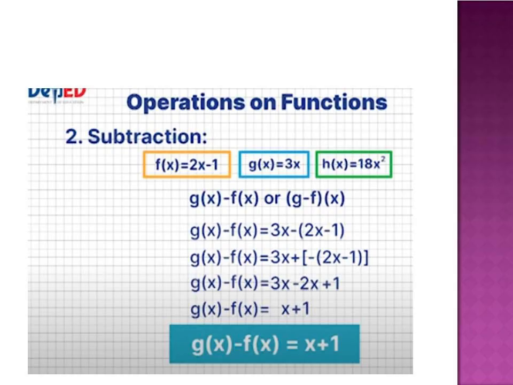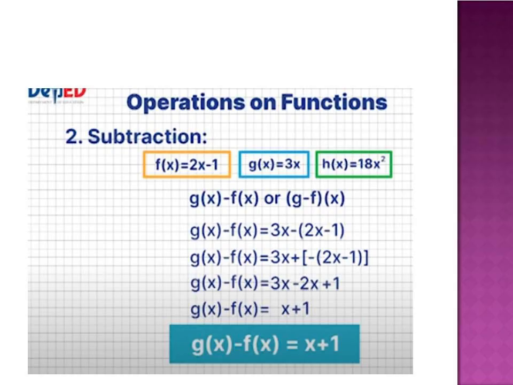We also have to be reminded that when we are subtracting functions, we add the negative of the subtrahend. Since 2x minus 1 is inside the parentheses, we have to take the negative of each term inside these parentheses. Taking the negative of 2x is negative 2x, while the negative of negative 1 is positive 1. Now we have g of x minus f of x equals 3x minus 2x plus 1.